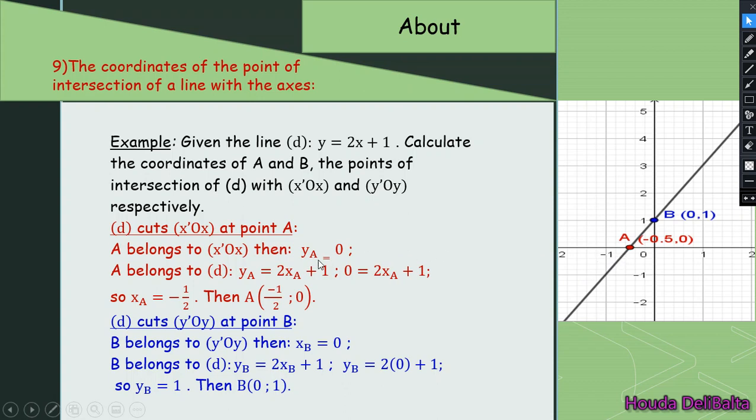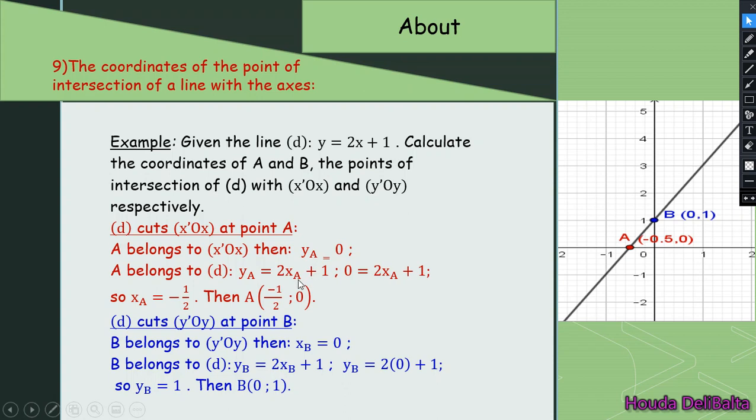It means that its ordinate y is definitely 0. So any point on the x-axis has ordinate 0. So I know y of A. It is 0. I still have to know x of A. Now A also belongs to D. So D intersects the x-axis at A. Then A belongs to the x-axis and A belongs to the line as well. Then, since A belongs to D and I know that y of A is 0, all I do is to evaluate, in place of y, y of A, which is 0, and the rest remains as it is.